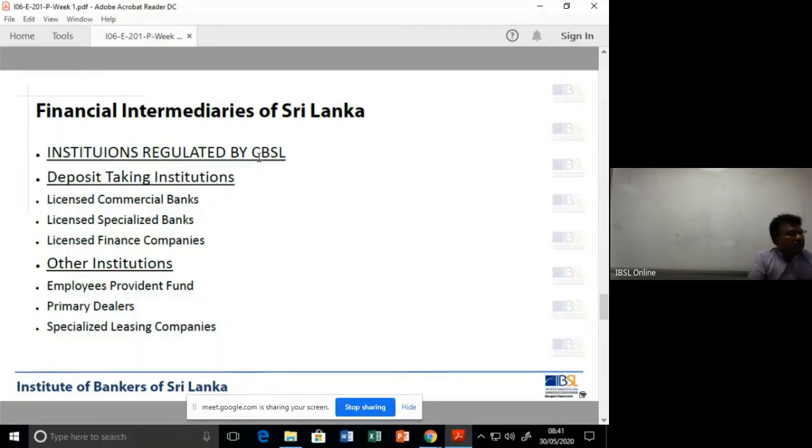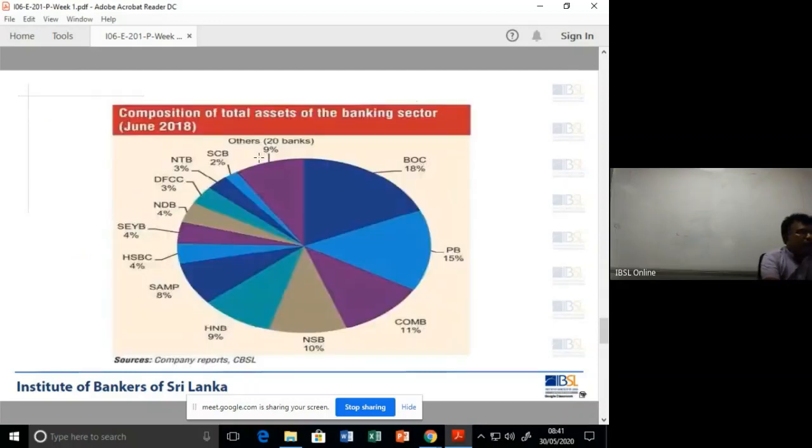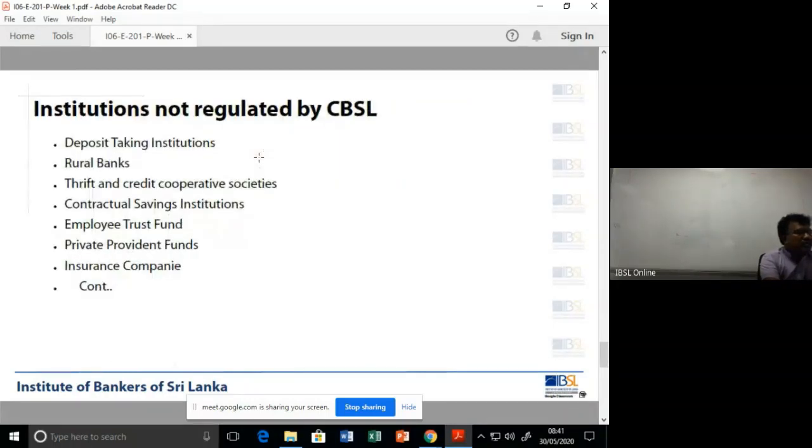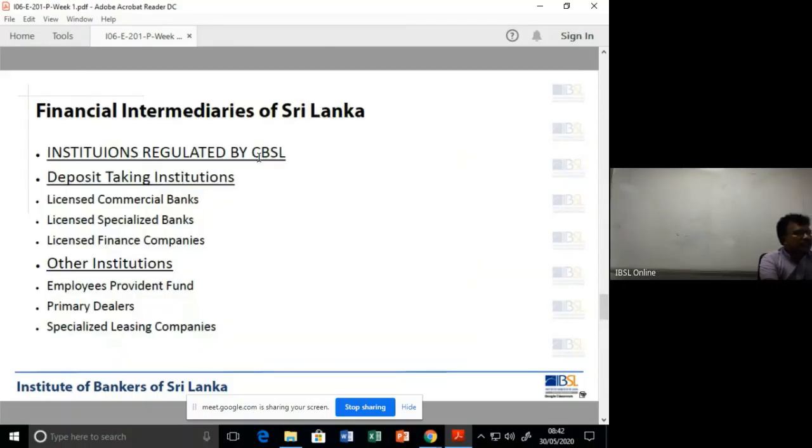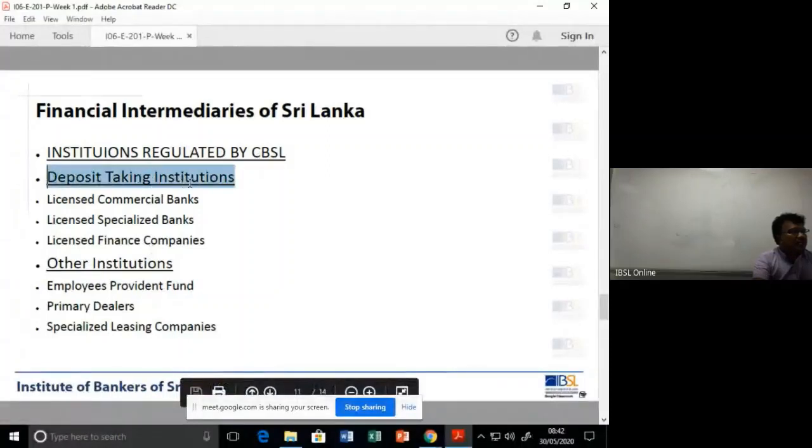Now, just have a look. Institutions regulated by the Central Bank of Sri Lanka: deposit taking institutions, and the other heading is other institutions. If you move to the other side, once again, you have deposit taking institutions, then you have contractual savings institutions, then you have other specialized financial institutions. So on the side where the institutions are regulated by CBSL, you have two headings. Deposit taking institutions, that is one heading. Other institutions, that is the other heading.